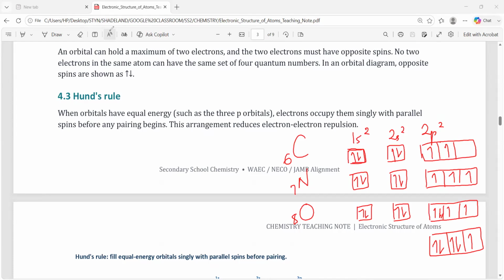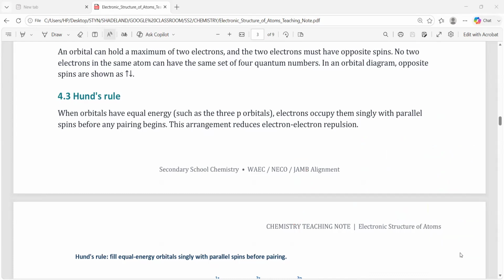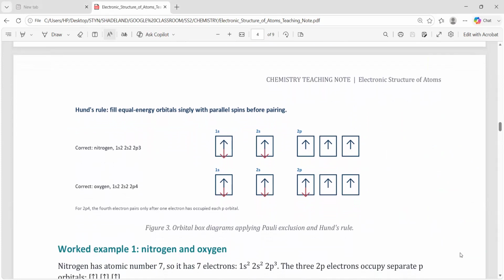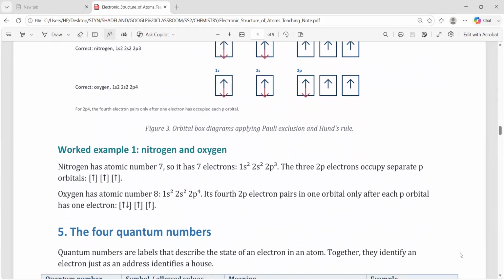Okay, so I want to assume that everybody got this. So, Hund's rule of maximum multiplicity. That's it illustrated there. I used arrow up and arrow down. You see that the down one is red, the up one is green, to show you the different orientations or spin of the electrons. You see the nitrogen, you see the oxygen electronic structure there.